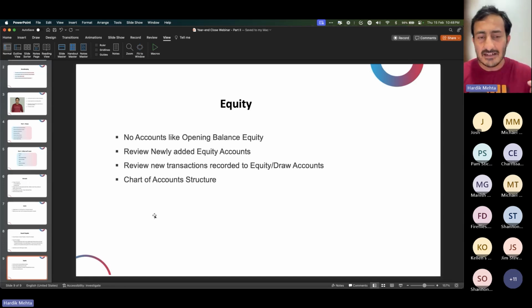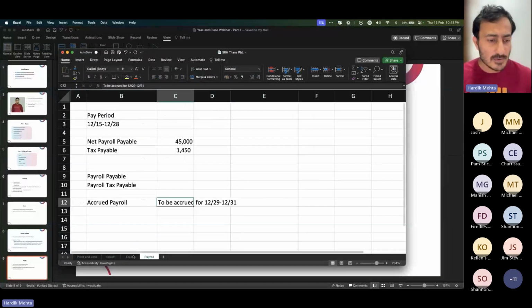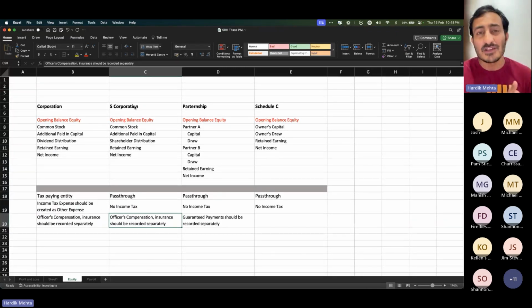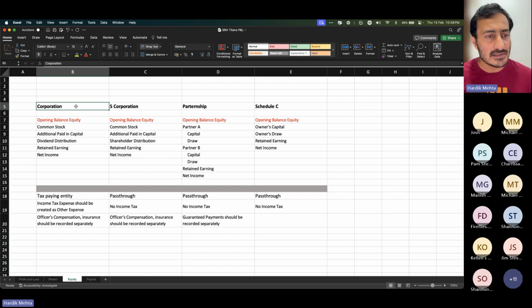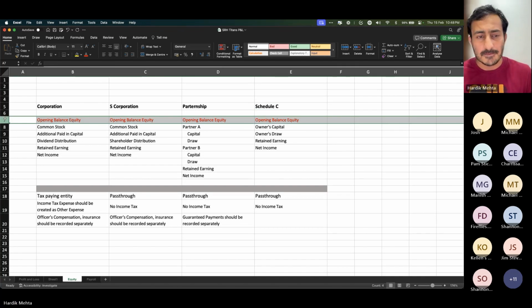But each entity type has its own structure, and I'm going to pull that up on my screen as well. It all depends on what kind of entity structure we have, and accordingly we need to have the proper equity accounts. So I do have examples of what the structure of equity accounts should be, depending on what kind of entity type it is. In the case of corporation, S corporation, partnership, and Schedule C, these are the different accounts, the equity structure that we should have. As I put it in red, this account should not exist in any of these entity types, right?